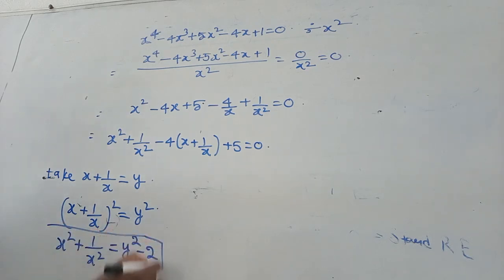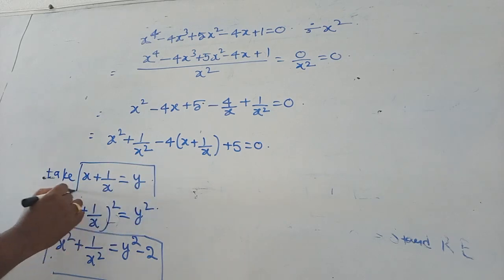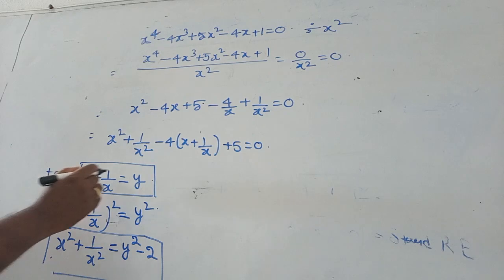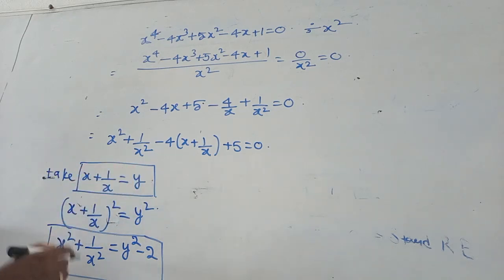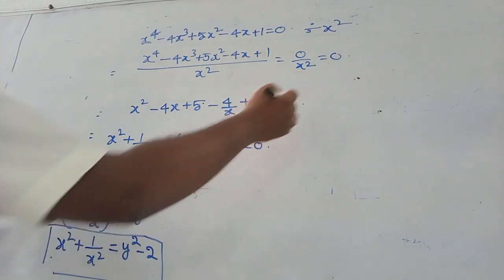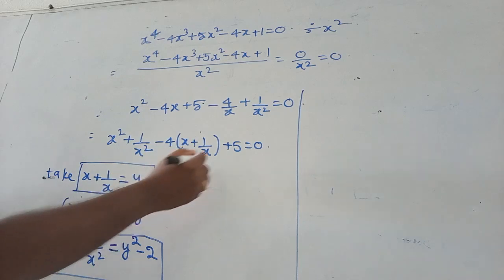Now let us use this particular expression in our equation. x plus 1 by x is equal to y, and x square plus 1 by x square is equal to y square minus 2 in our problem. Now let us use these terms. x plus 1 by x is equal to y and x square plus 1 by x square is equal to y square minus 2. Now if you use that in our equation, we can call it equation number 1.